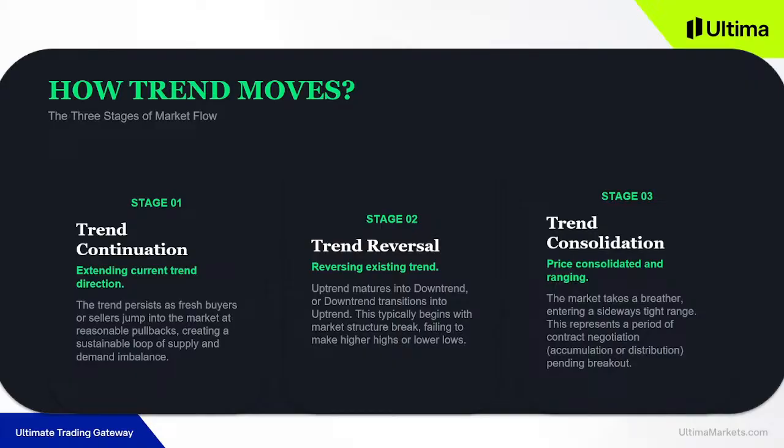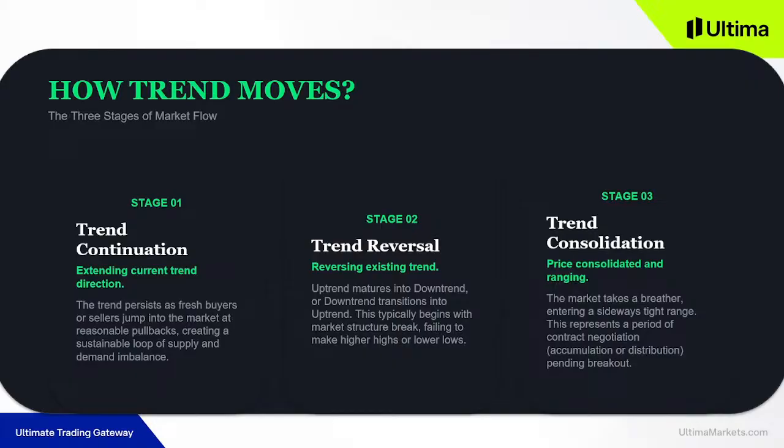The first thing is trend continuations. Trend continuations means that when the trend is going in one direction, it will keep on going by forming a higher low in an uptrend, or a lower low and lower high in a downtrend. When a trend continuation happens, it's usually fresh buyers or sellers jumping into the market and forming a reasonable pullback, then creating a continuation of the trend.